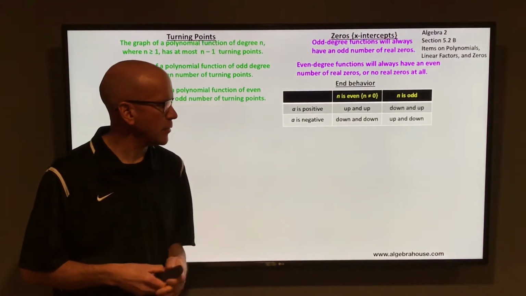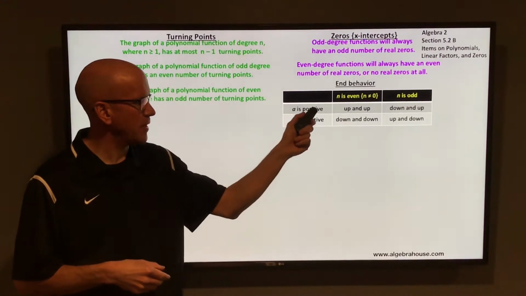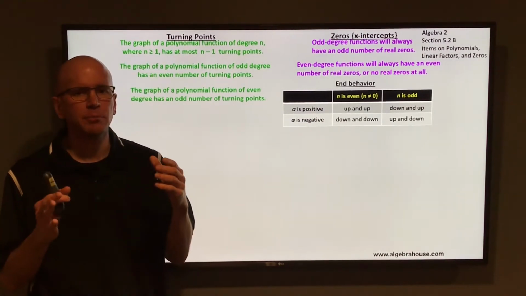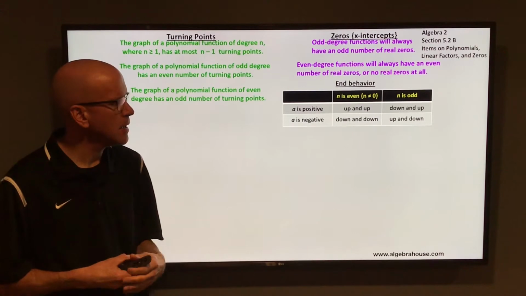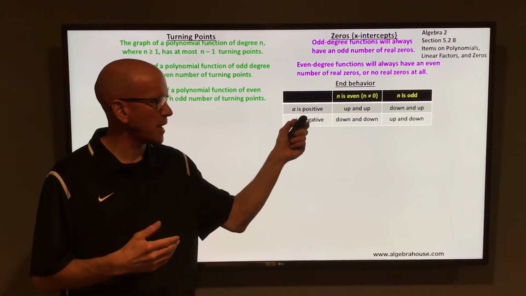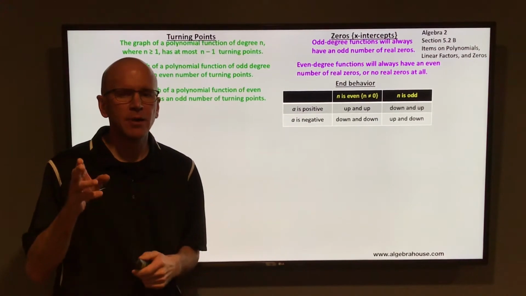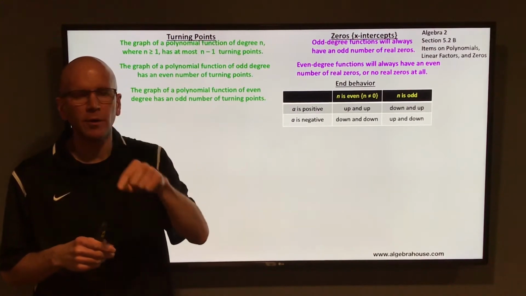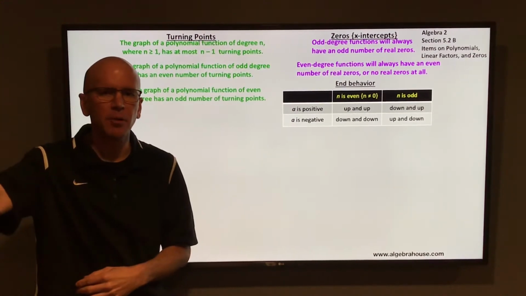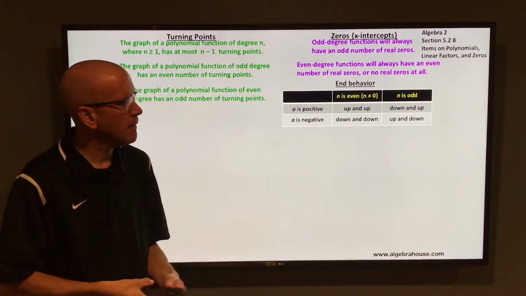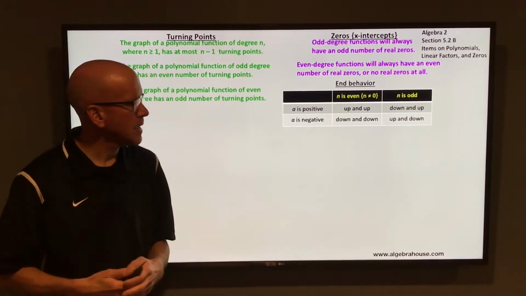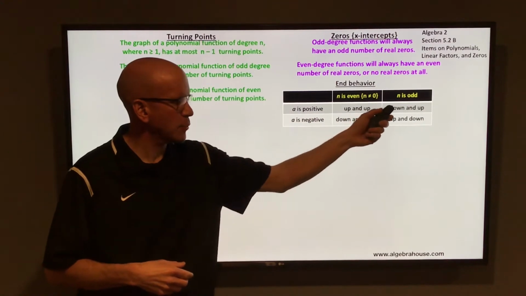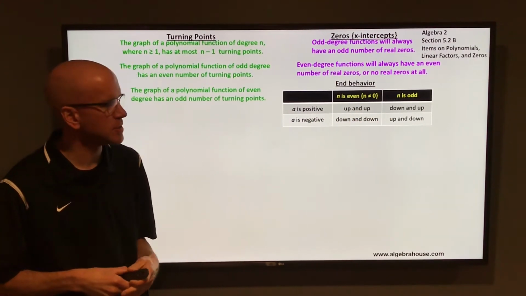For the end behavior, if the leading coefficient is positive and the degree is even, relate that to parabolas, quadratic functions. Where the coefficient of x squared is positive, it's an even degree function. If you have the coefficient of x squared being positive on a quadratic function, that parabola is going to open upwards. It's going to be up on the left and up on the right for the end behavior, up and up.